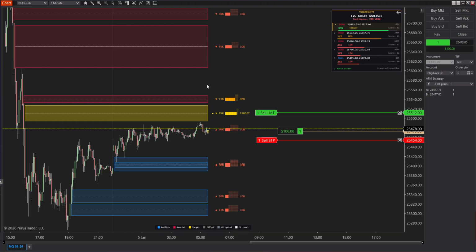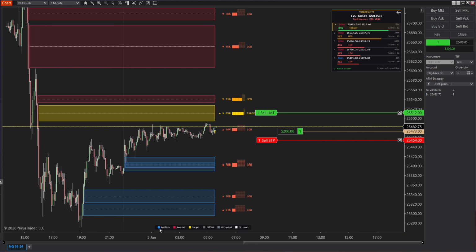Now let's get under the hood. What makes this indicator different from every other FVG indicator is the scoring engine. Every active FVG is scored across 5 weighted factors, totaling 100 points. First, proximity, worth 35 points. This is the biggest factor. FVGs closest to the current price score highest. The market tends to address the nearest inefficiency first. The algorithm scales this based on the average range, so it adapts to volatility.